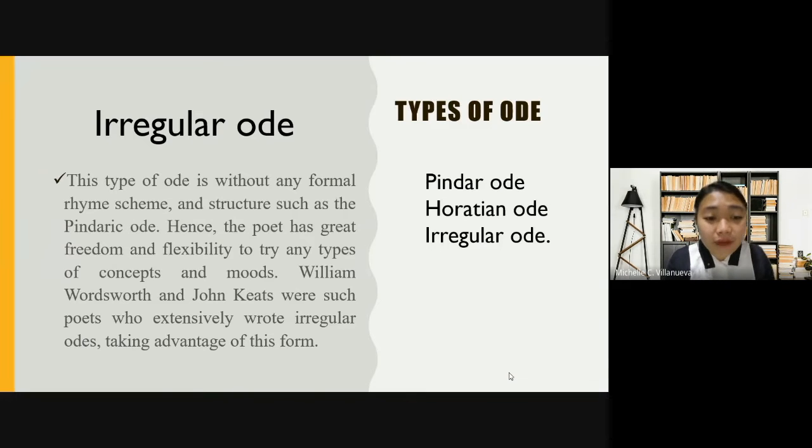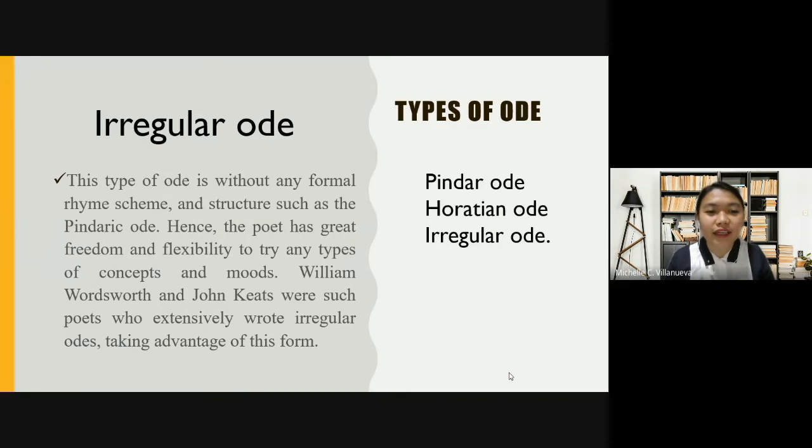You can apply humor in this class because there are no specific rules in this type of ode. It depends only on the writer's imagination, what he or she wants to write, and you can explore different types of moods or themes. You have great freedom to express with this type of ode. Hep hep, hooray hooray. Are you with me, class?